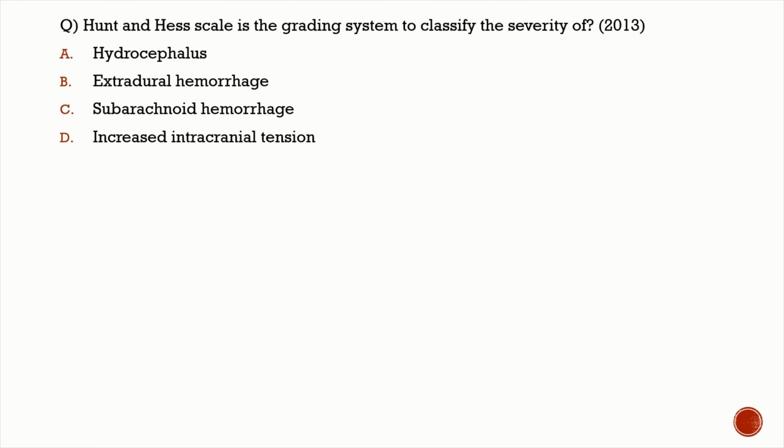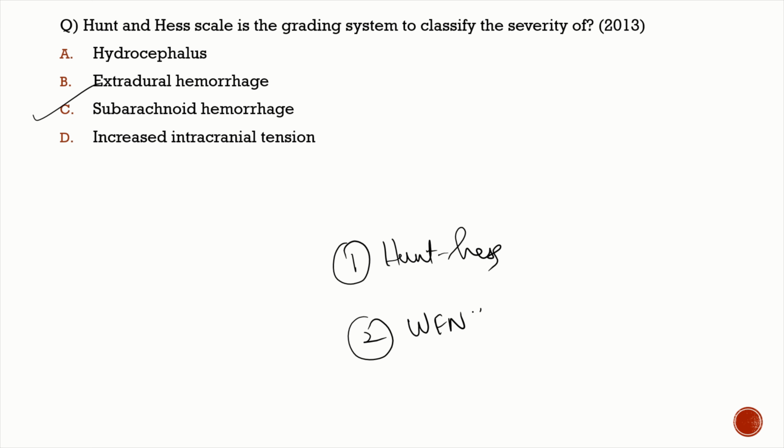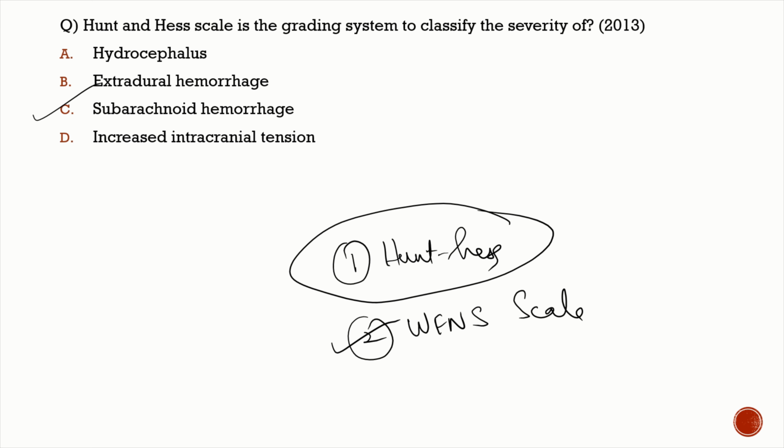Okay. Hunt and Hess scale is the grading system to classify the severity of subarachnoid hemorrhage. So remember, there are two prognosticating scales for SAH. One is Hunt and Hess scale, as mentioned in this question. The second is World Federation of Neurosurgical Societies scale. The first scale which was made is Hunt and Hess. The initial scale which was made for prognosticating SAH is Hunt and Hess scale. WFNS is a more recent one.